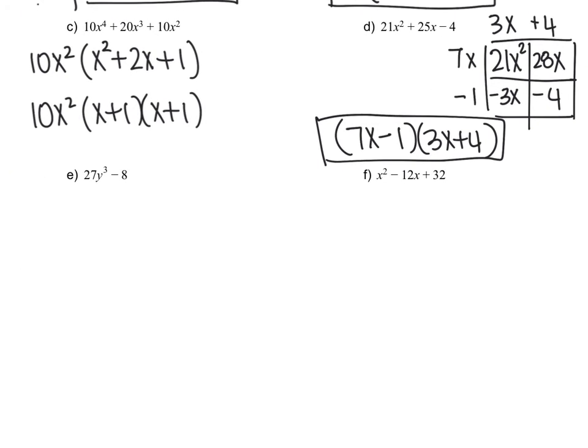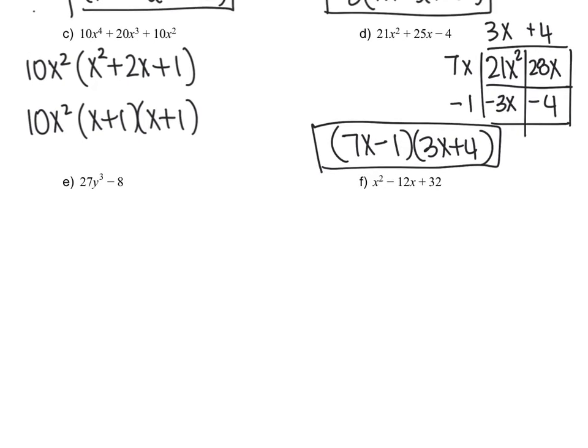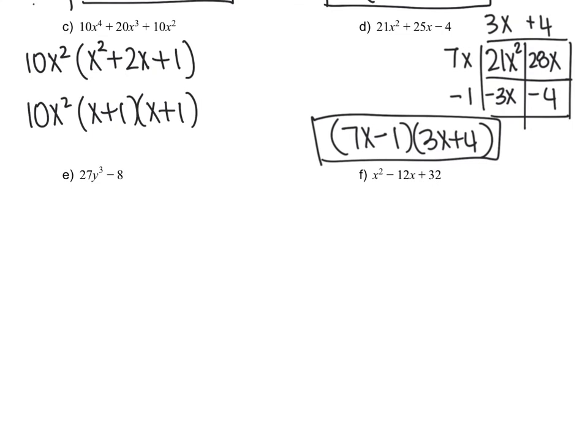Okay. Next we have 27y cubed minus 8. So because we have a cubed variable, I know I'm going to use my sum or difference of cubes formula here. And it's going to be difference because we're subtracting. So I need to figure out what cubed gives me each of these terms. So cubed means multiplied by itself 3 times. So in order to get 27y cubed, I have to do 3y cubed, because 3 times 3 times 3 is 27, and y times y times y is y cubed. And then in order to get 8, we do 2 cubed, 2 times 2 times 2.